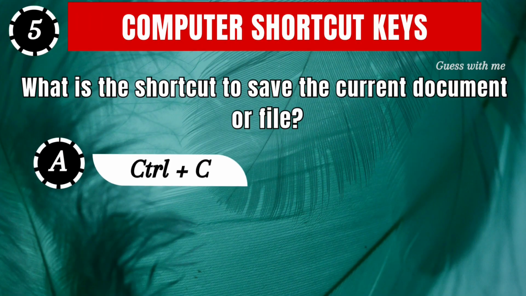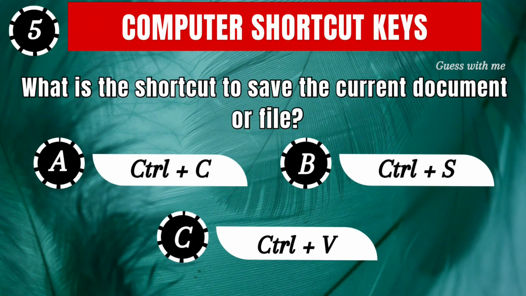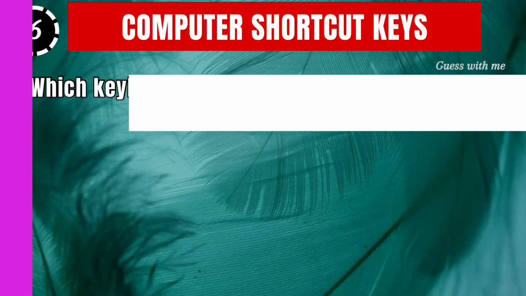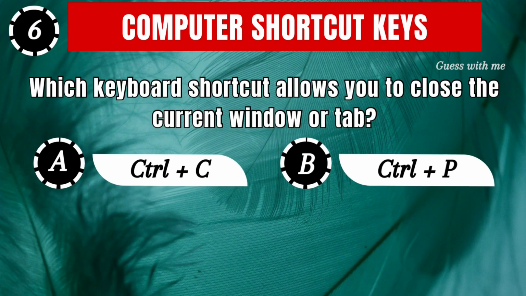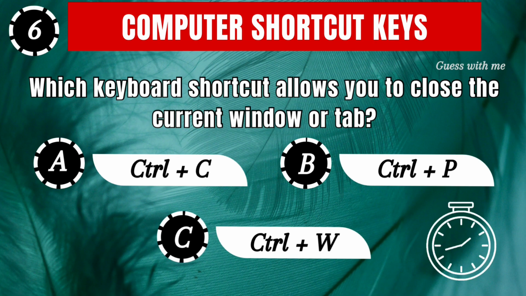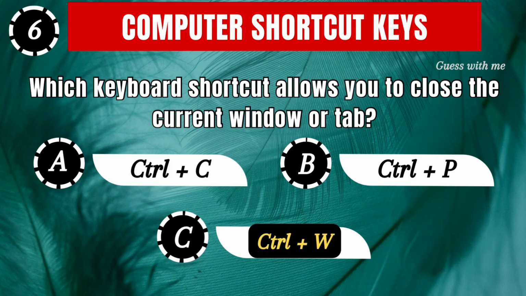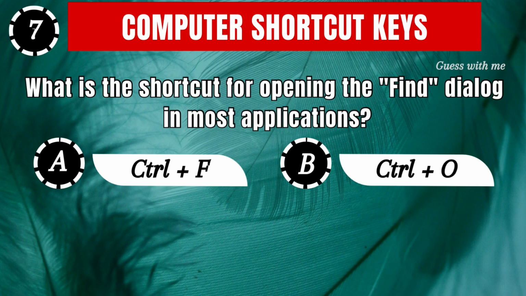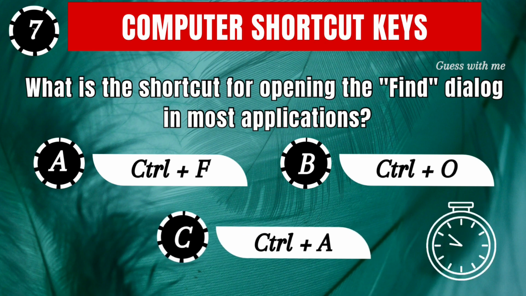Number 5 is, what is the shortcut to save the current document or file? Option B is right. Number 6 is, which keyboard shortcut allows you to close the current window or tab? Option C is right. Number 7 is, what is the shortcut for opening the Find dialog in most applications?